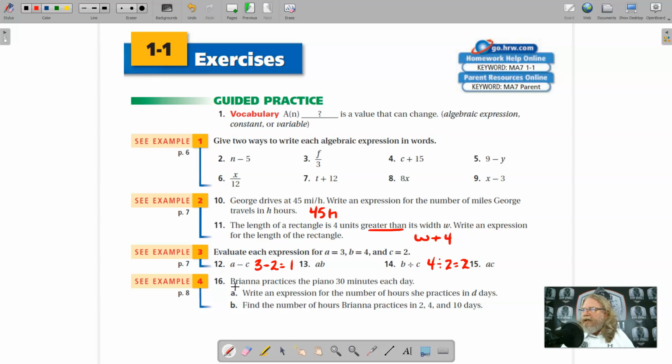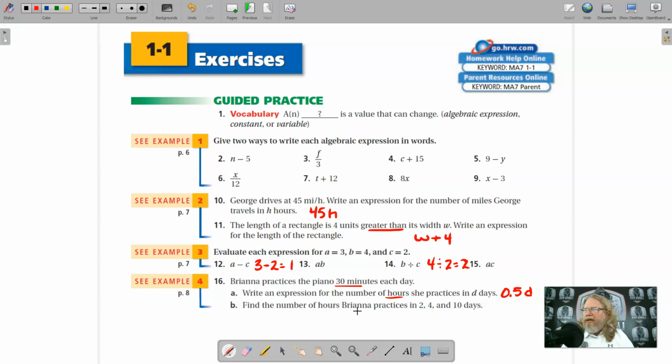And finally, for number 16, Brianna practices the piano 30 minutes each day. Write an expression for the number of hours she practices in D days. Well, first of all, this is in minutes, 30 minutes, and they want the number of hours. Well, we know that 30 minutes is half an hour. So let's write 1/2 as a decimal, 0.5. Now, each day she does that, so we're going to multiply that times D.